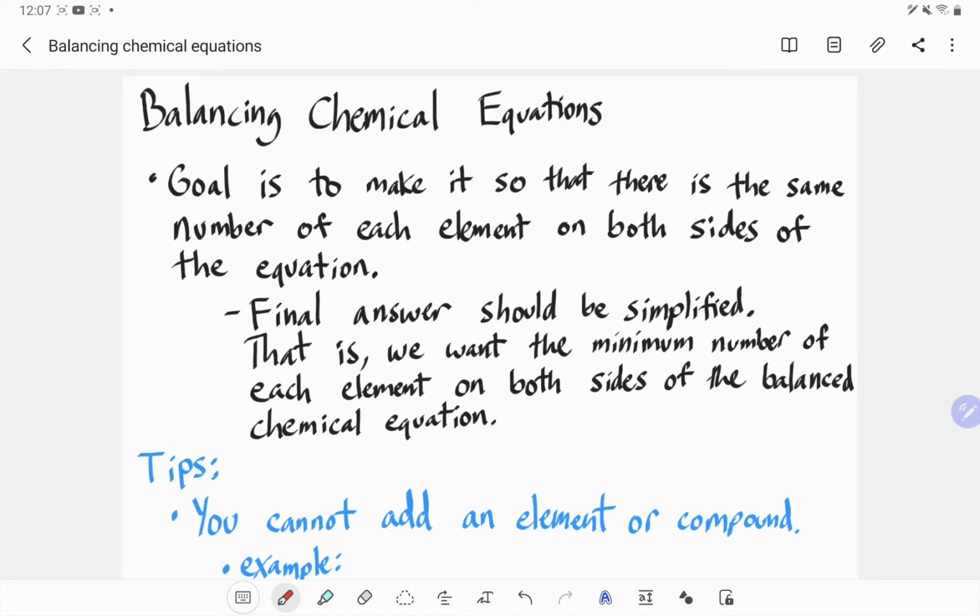In this video, we are going to do part 2 of balancing chemical equations. Here I'm just going to do 3 examples of some beginner level chemical equations to balance.